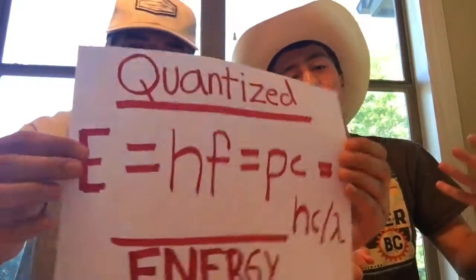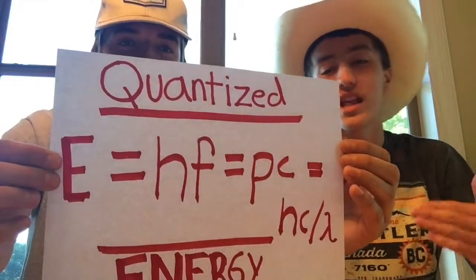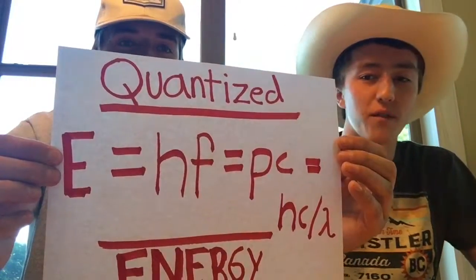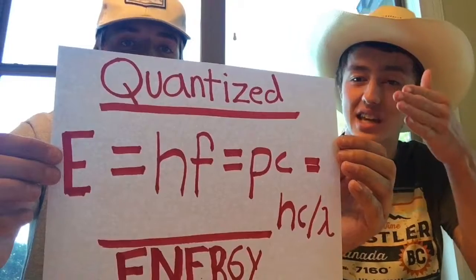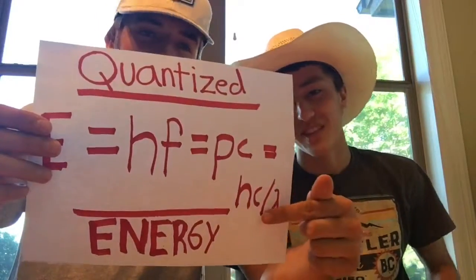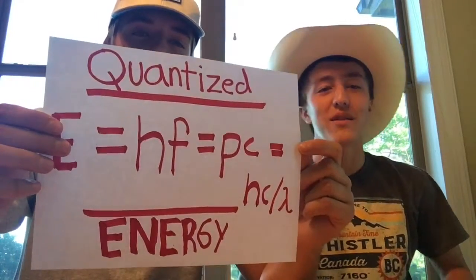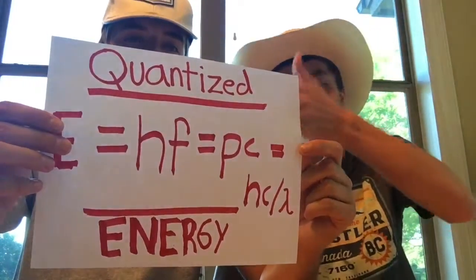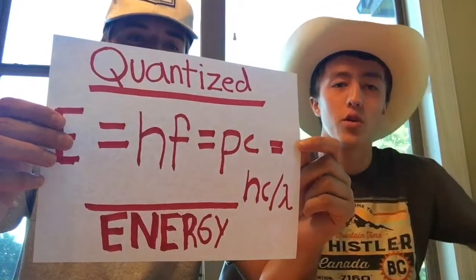Hey, man, you remember that? And we got f, you already know, frequency measured in hertz. Then we got p, momentum of the photon, times c, 3 times 10 to the 8th, the speed of light. Hey, you gotta get this one right here: hc over wavelength, can't forget it. Planck's constant times speed of light over wavelength.